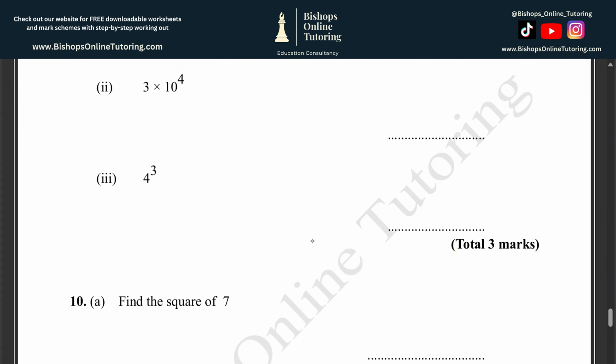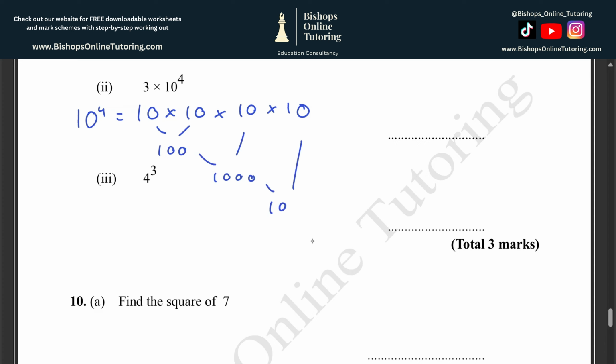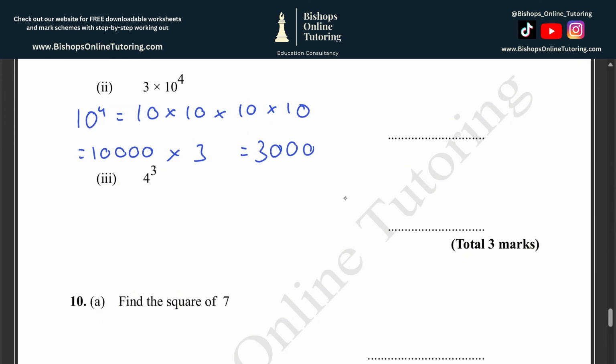3 times 10 to the power 4. So 10 to the power 4 is 10 times 10 times 10 times 10. So 10 times 10 is 100. 100 times by 10 is 1000. And 1000 times by 10 is 10,000. Now let's multiply 10,000 by 3, which will give us 30,000.